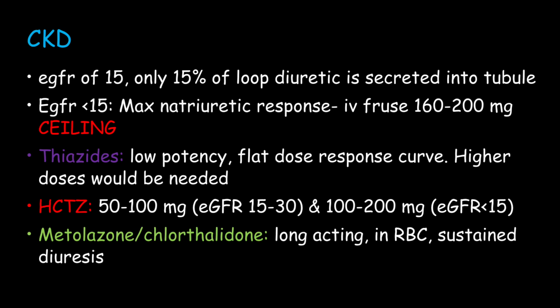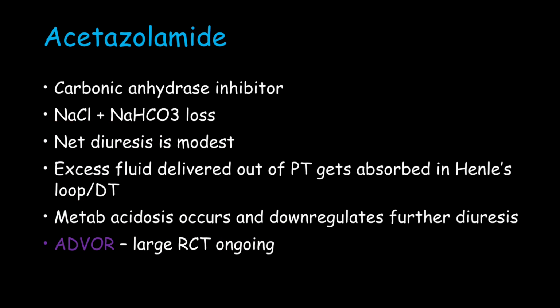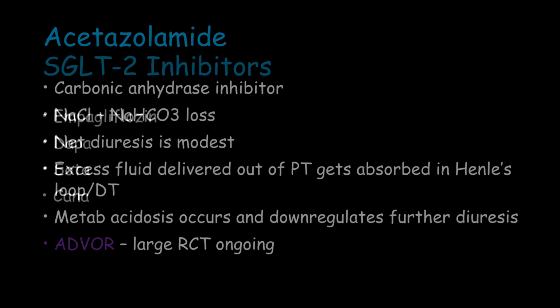Same for thiazides, you need higher doses, especially with hydrochlorothiazide, you would need to give 50 to 100 milligrams, or you would prefer metolazone or chlorthalidone, which are again long acting and relatively more potent diuretics. People have tried adding acetazolamide to loop diuretics. It's a carbonic anhydrase inhibitor, acts in the proximal tubule and produces brisk alkaline diuresis. However, a larger RCT called ADVOR is underway, and the results of it would tell us whether we should be combining acetazolamide with loop diuretics or not.